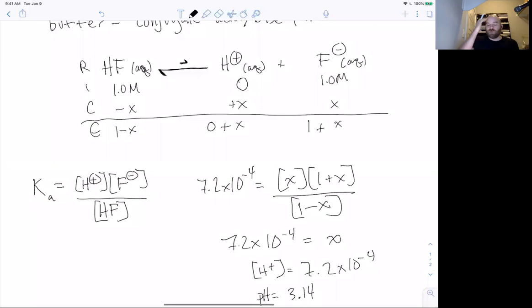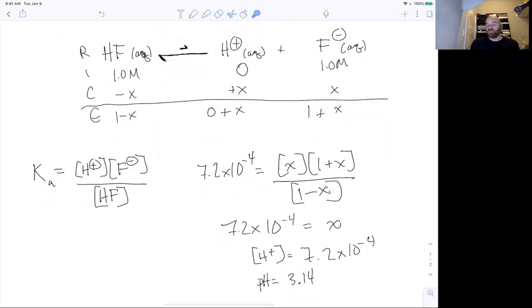And because of this, I can say that X is going to be a tiny amount, just because very little of HF is going to dissociate. And that's really what X represents. It represents the amount of HF that ends up dissociating to go to these products over here. So I'm saying X is small. That's what allows us to generally make these approximations where I'm saying, well, 1 minus X must be just equal to about 1.